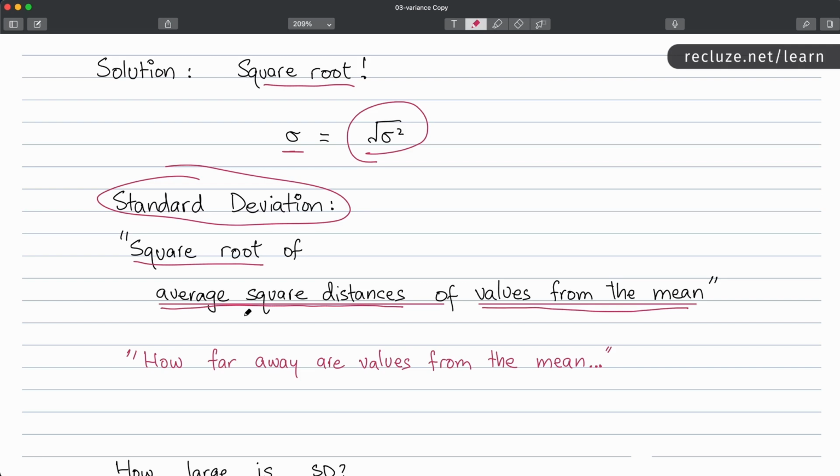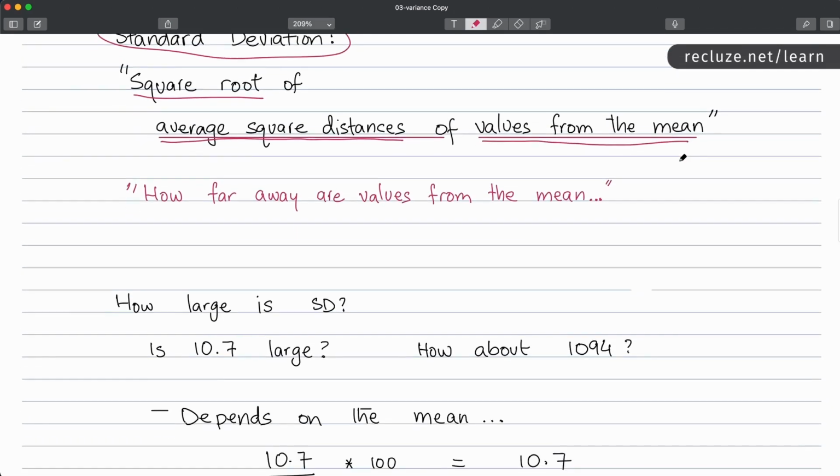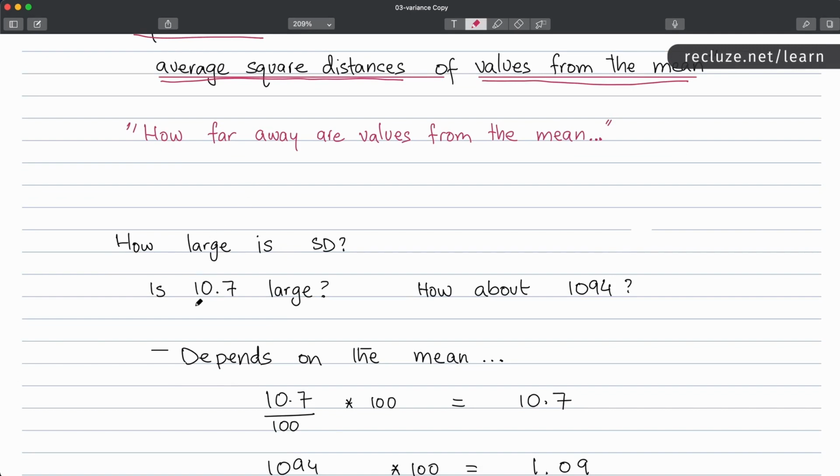Here, I just want to include another measure of dispersion. We've seen variance, which is often written as var. We've seen standard deviation, which is typically written as SD. And there is another measure that we want to see. For that, we have to see what the problem with standard deviation is. So let's take two values. Is the value of 10.7 a large standard deviation, or is the value of 1094 a larger standard deviation? If you look at the numbers, it seems that 1094 is a larger standard deviation. That makes sense. But it really depends on what the mean is.